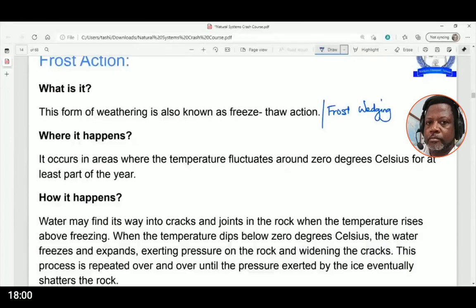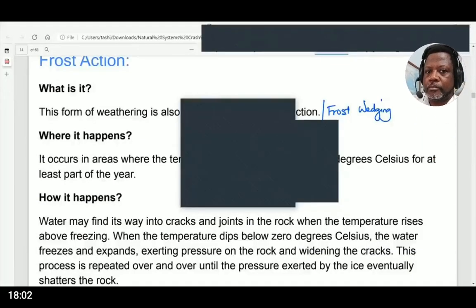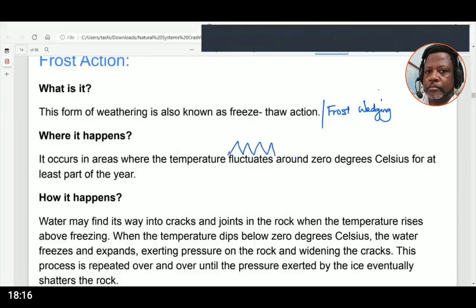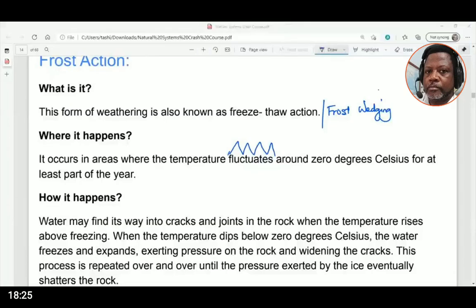It's fluctuating. What does fluctuating mean? Yeah, where the temperature is high today, and then tonight it's really, really cold or low, and then it's cold, hot, cold, hot, cold, hot. So it's not stable, right? So it occurs in these areas around 0 degrees. So 0 degrees, we know that that is freezing point. So we have freezing taking place and then thawing taking place. Freezing taking place and then thawing taking place. So that is where the frost action comes in.